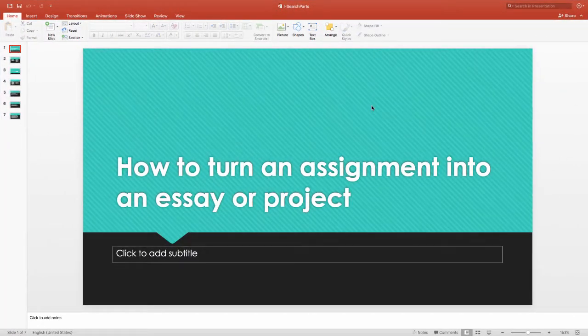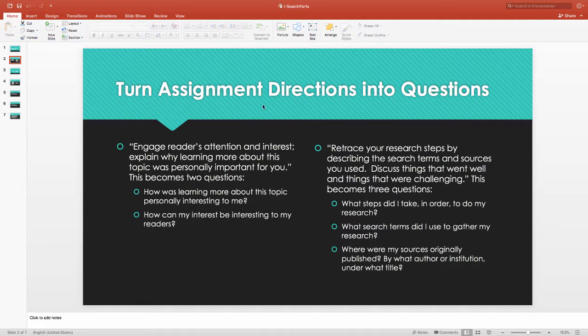So, this is a presentation on how to turn an assignment into an essay or project. First, you can turn the assignment directions into questions. Engage readers' attention and interest. Explain why learning more about this topic was personally important for you. This is a direction in your first essay assignment.